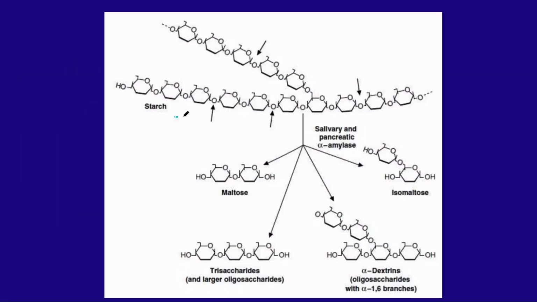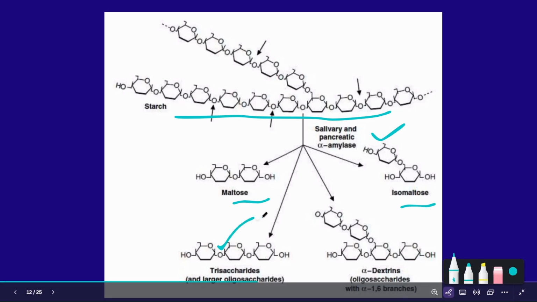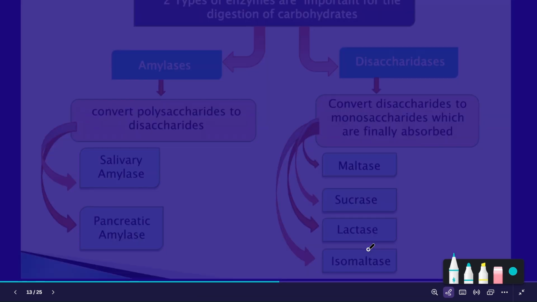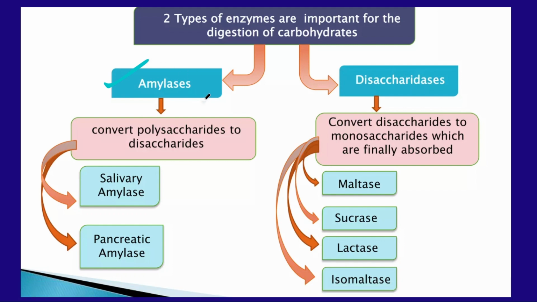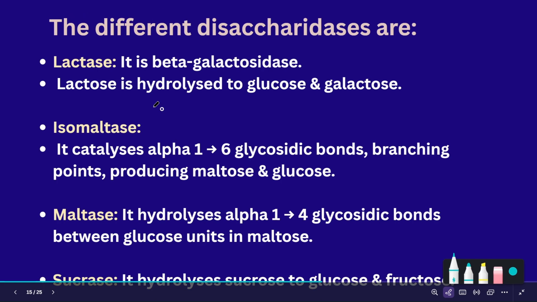This is the picture. You can understand that starch is broken down into maltose and isomaltose, with pancreatic amylase as the enzyme that is acting, and we can also find trisaccharides, oligosaccharides and dextrins. Amylase is a type of enzyme that can only act on polysaccharides. The disaccharidases are the enzymes which can only act on disaccharides. So this is an overview.